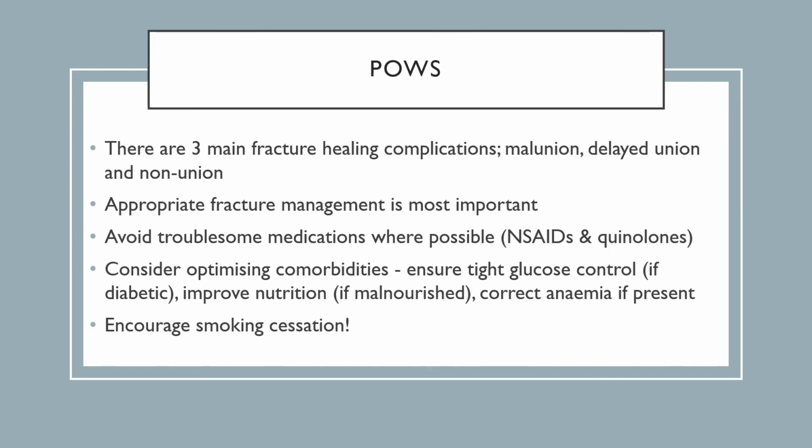We should consider optimising comorbidities, so ensuring tight glucose control in diabetics, improving nutrition if the patient is malnourished, and correcting anemia if found. We should also be encouraging all of our patients who are smokers to quit smoking and inform them of the risks that smoking may have on fracture healing.